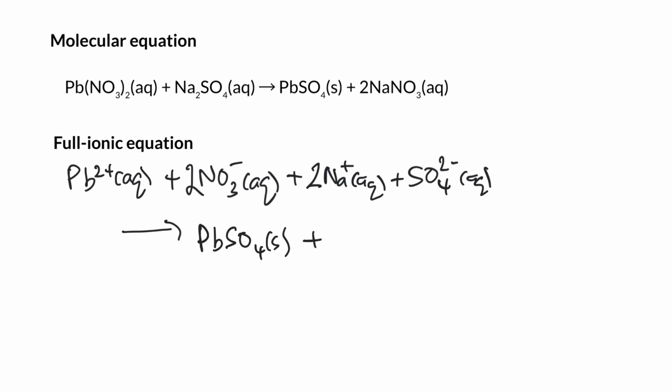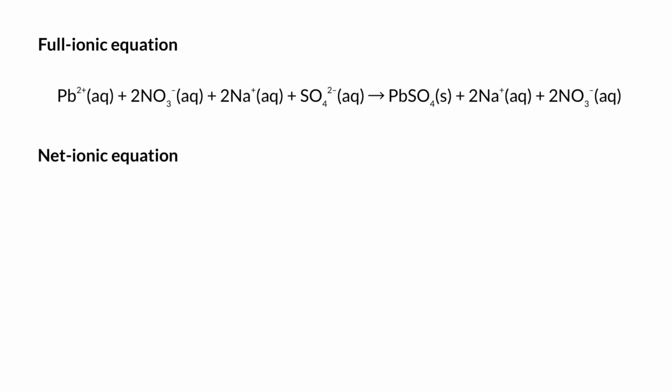But those sodium nitrates, right, those naughty sodium nitrates, they are dissolved. And so when they've dissolved, they've broken down and formed 2 sodium ions and also 2 nitrate ions. And so that gives us our full ionic equation. So that's our full ionic equation, and I've gone ahead and rewritten it.